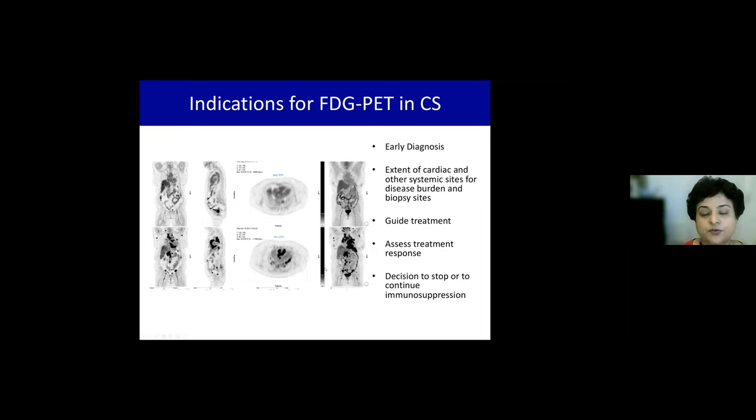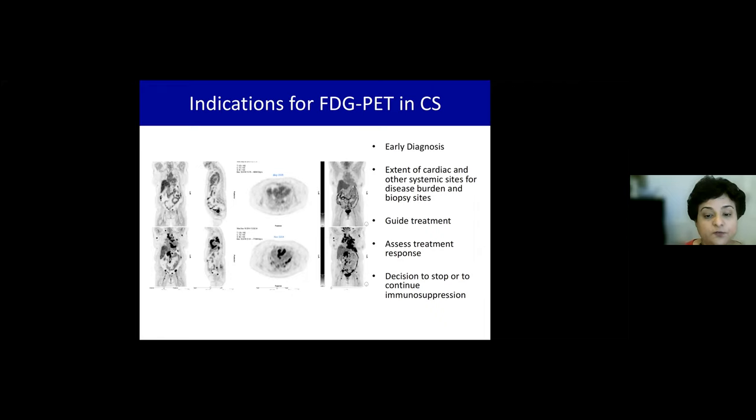It also lets you know about the extent of disease in the heart and also in the rest of the body. So it tells you what is the overall disease burden, not just in the heart, but other organs such as lungs, lymph nodes, liver, spleen, and in the bones, which are generally common sites of disease involvement. It also helps us to find out what is the intensity of inflammation. So we can measure the degree of inflammation and follow that up after treatments. So it also helps to guide management of patients.